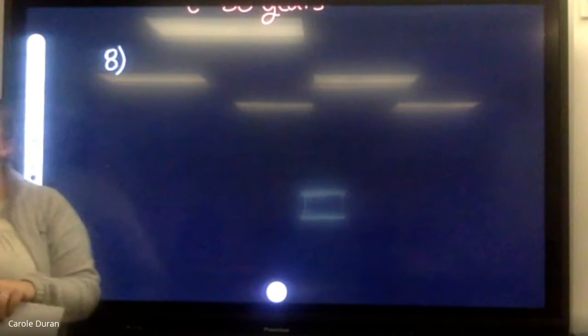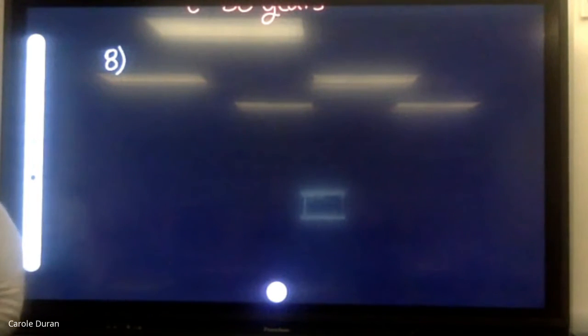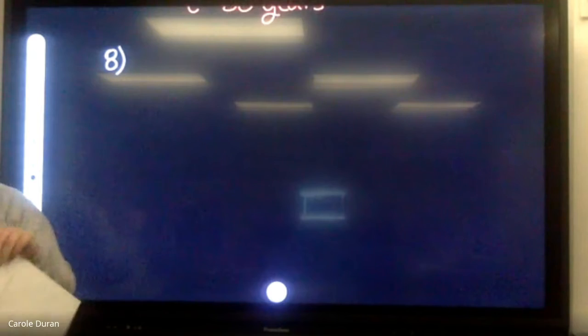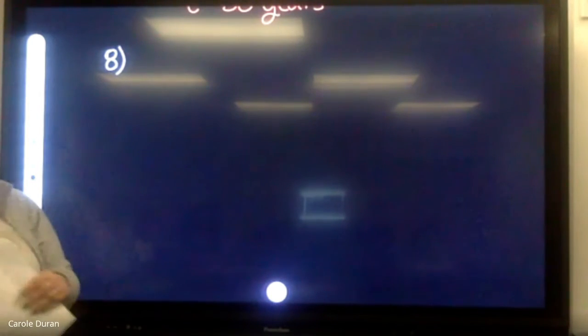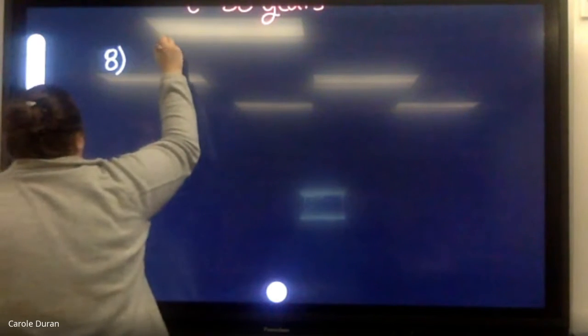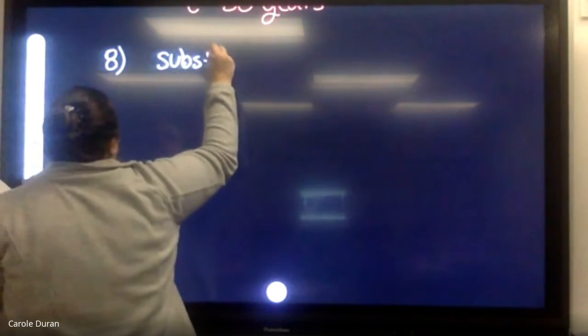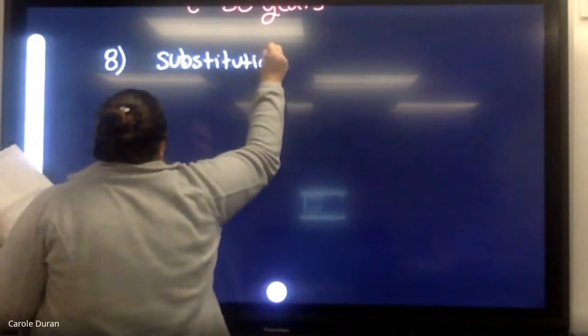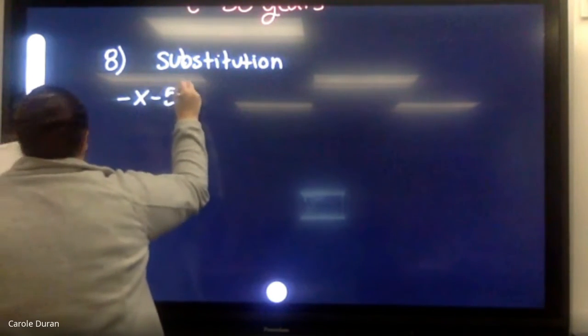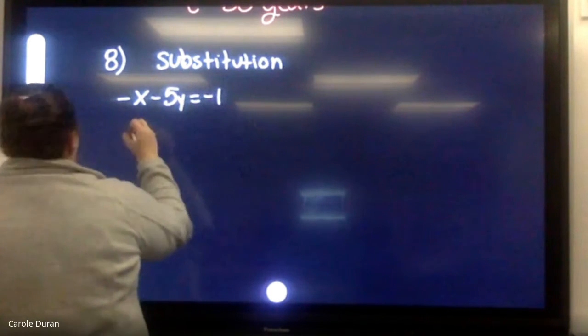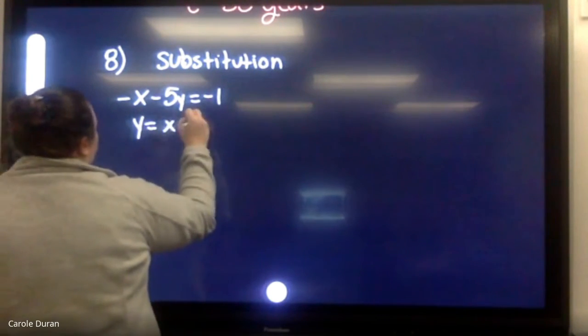So this is number 8. And it says solve each system using any method you want. So when we talk about methods, we're either talking about substitution or elimination. You're welcome to use either, but I'm going to use one of each. I'm going to use substitution on 8 and elimination on 9 so that you can see an example. So the two equations I have are negative x minus 5y equals negative 1 and y equals x minus 1.